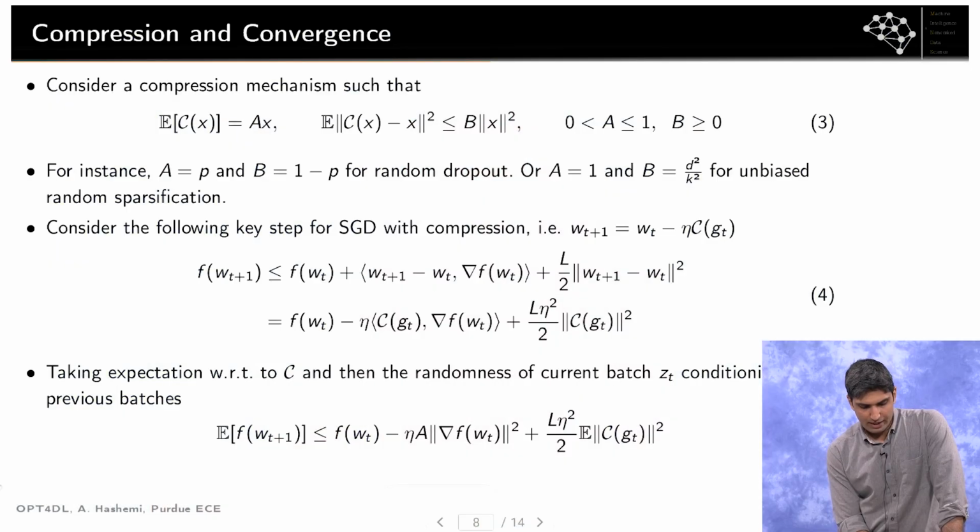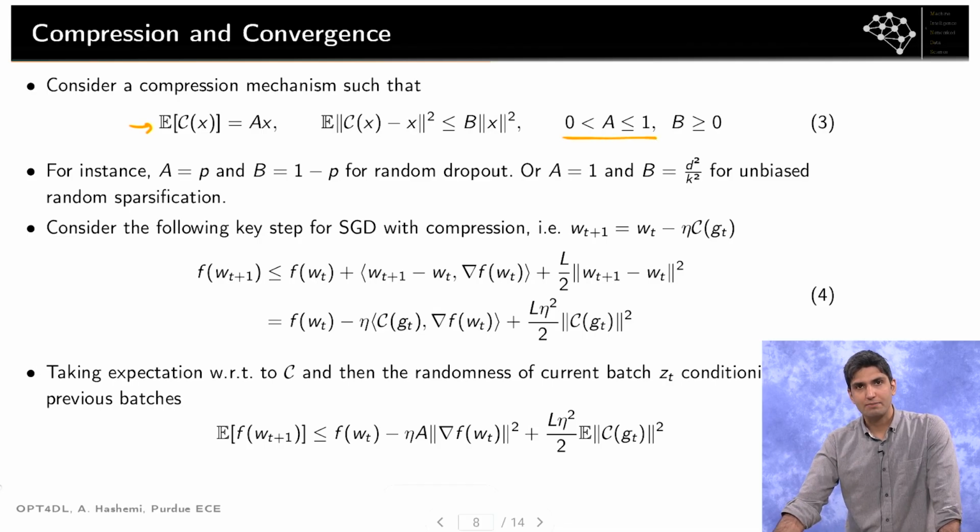But nothing stops us from actually studying more advanced training methods, as we have talked about them in our previous lectures. In this case, we just want to understand the main steps and main ideas. To this end, let's consider some compression mechanism that satisfies two properties. The expected value of the compression is some a times x, where a is between 0 and 1. And when a is equal to 1, that means that my compression mechanism is unbiased. So that's one condition.